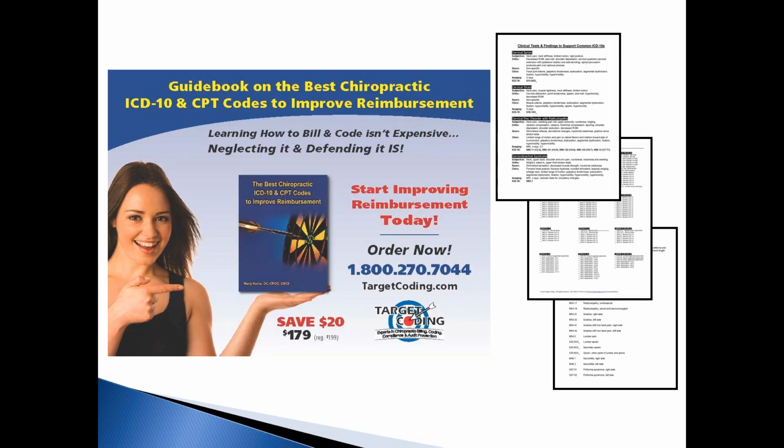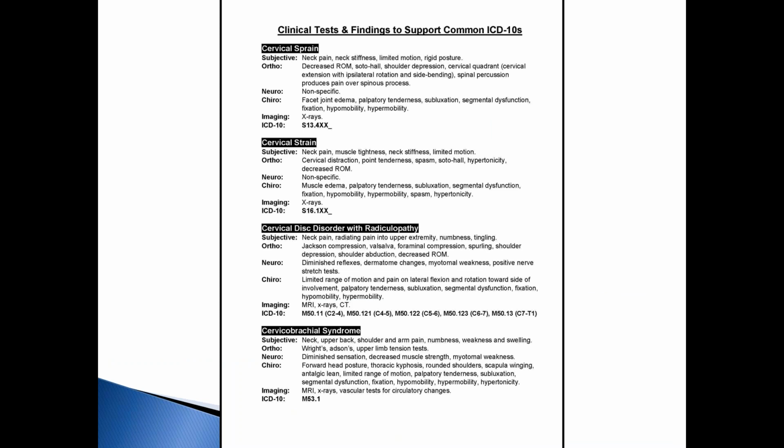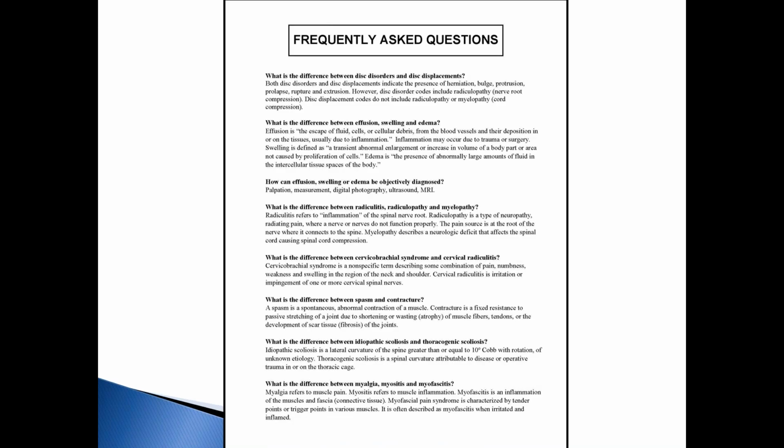We also have a book on the best chiropractic ICD-10 and CPT codes to improve reimbursement. A lot of people tell me this is their favorite part of the book. For example, if you're going to diagnose a patient with cervical radiculopathy, what ortho-neuro-chiro test should you do? We give you the answers: a little Jackson compression, check reflexes, check for range of motion. So these descriptions will help you justify the CPT codes and the ICD-10 codes you're billing. The book also provides the justification for every CPT code.